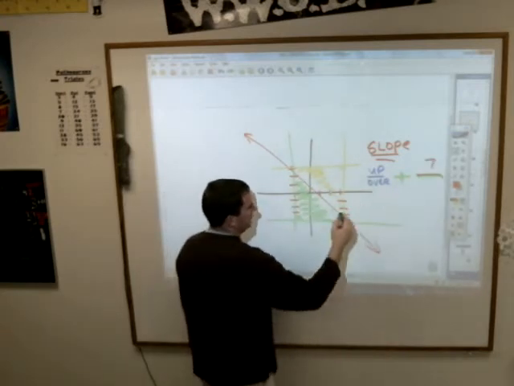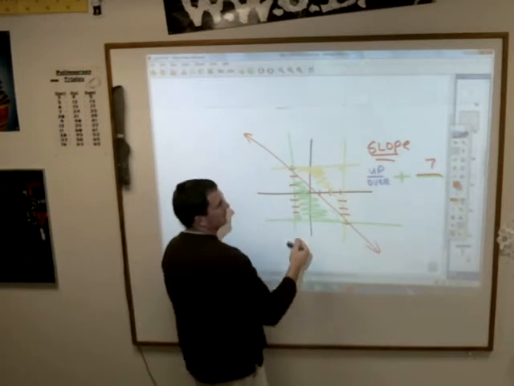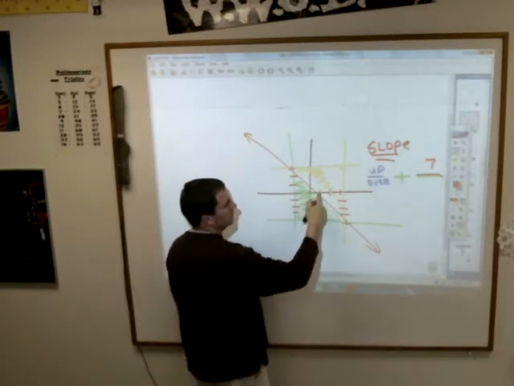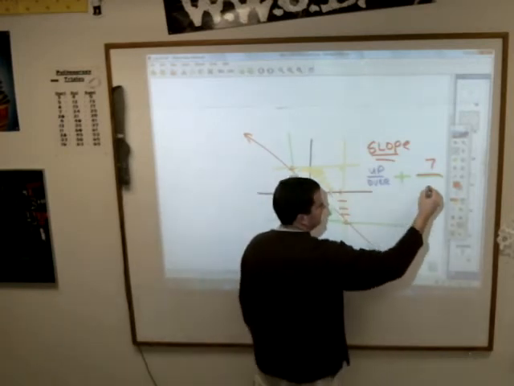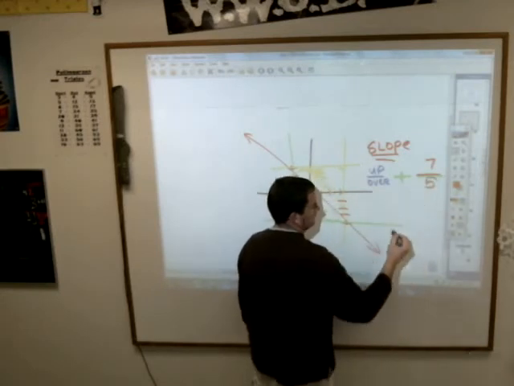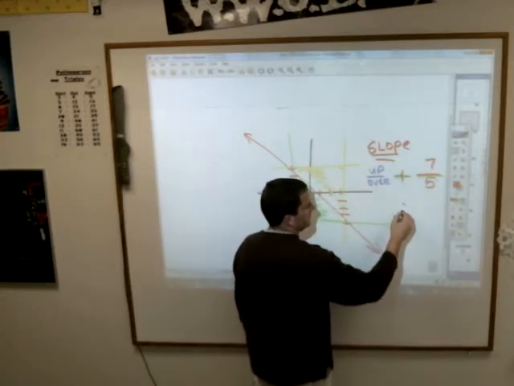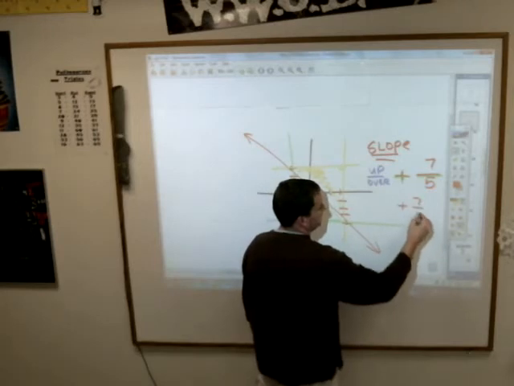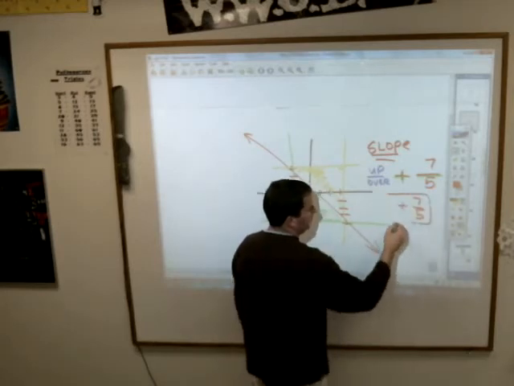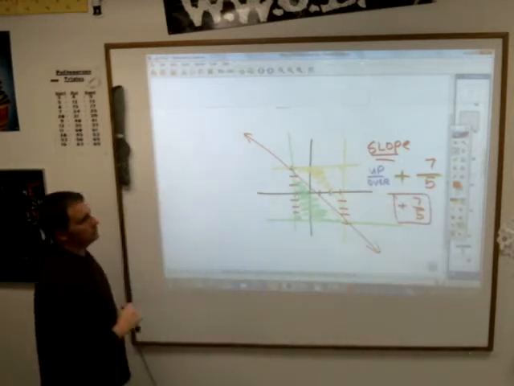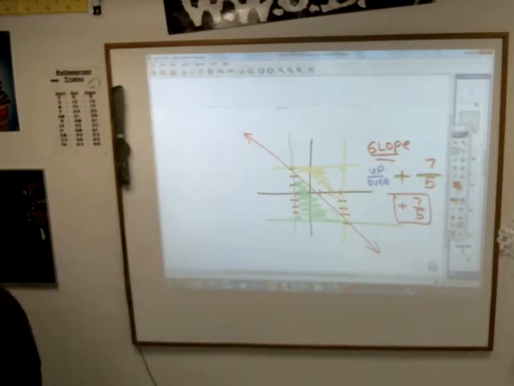And this number here on the bottom is how wide it is, how far over it is. Well, it goes 1, 2, 3, 4, 5. The slope of my triangle is a positive 7/5 slope. And you can leave that as improper all day long. That is your slope of that.